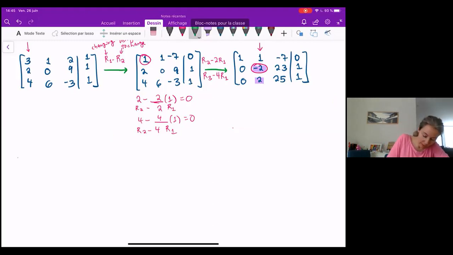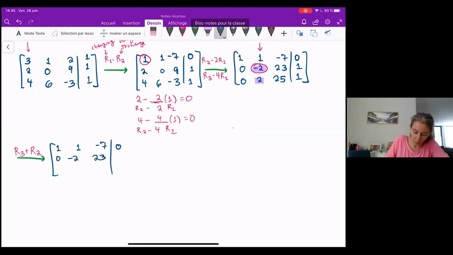So then this will be row 3 plus row 2. And where did that row 3 plus row 2 come from? 2 plus what equals 0? Negative 2. We already have a negative 2 there. So then this will be 1, 1, negative 7, 0. I'm not changing this. 0, negative 2, 23, 1. And then I will have 0, 0. 25 plus 23 gives me 48. And then 1 plus 1 gives me a 2.